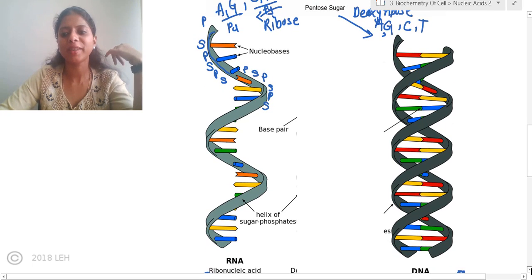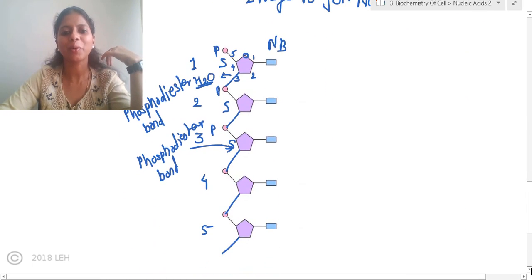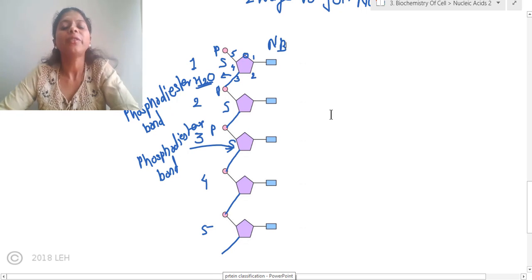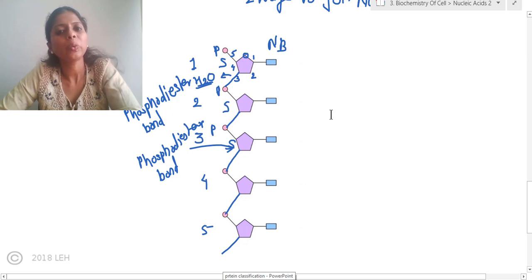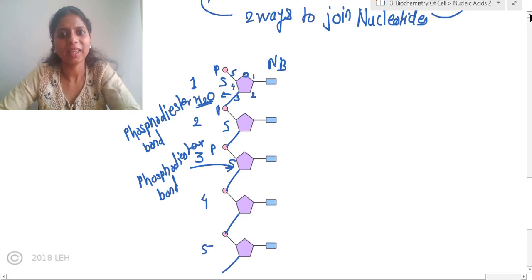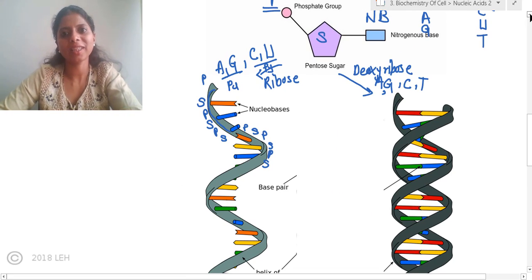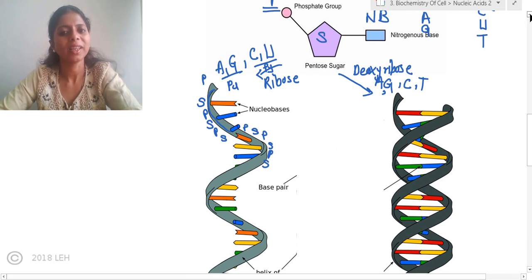It is like the backbone of a person. They remain outside and protect. That's why it is called the sugar phosphate backbone. So by joining of the phosphodiester bond, nucleotides form the sugar phosphate backbone and they keep these nitrogenous bases inside. Okay, this is the first way of joining nucleotides to one another to form RNA. Clear about it? Only one type of bond is involved in this joining, that is phosphodiester bond. Clear about it?